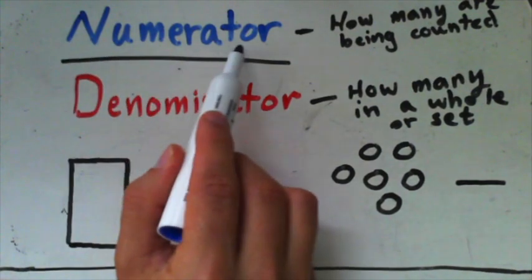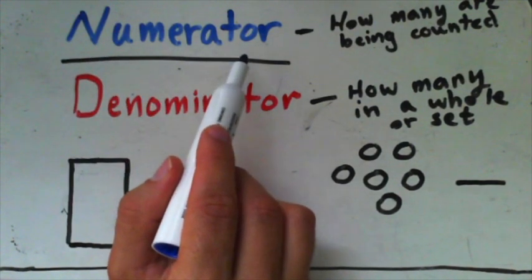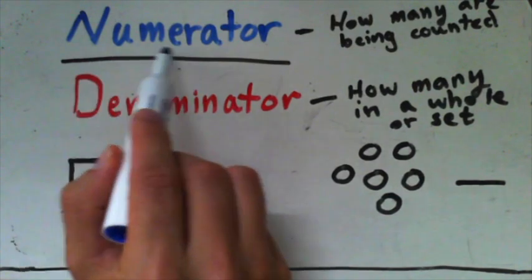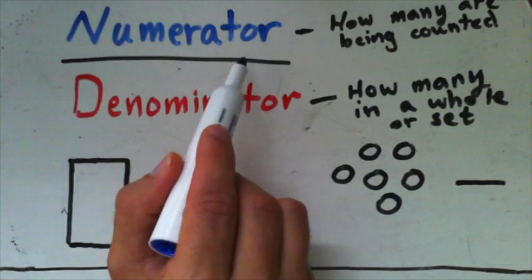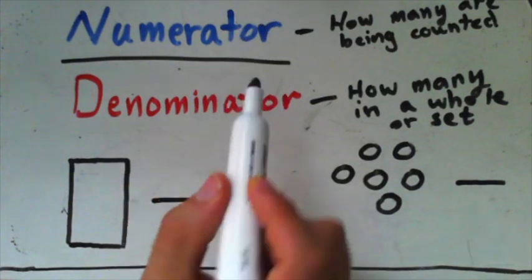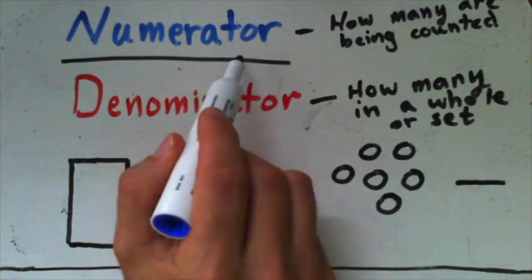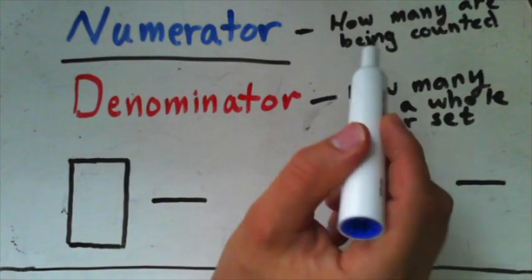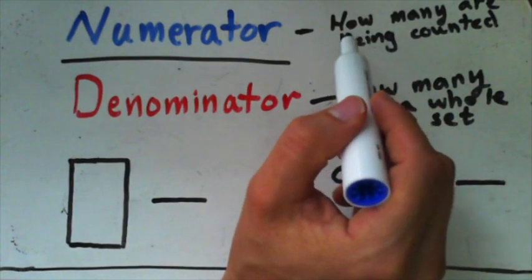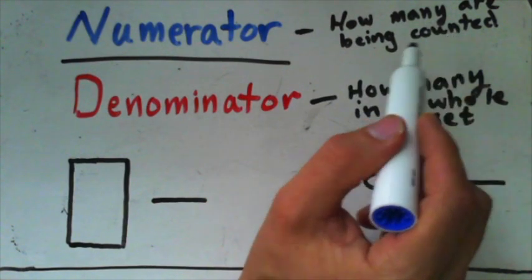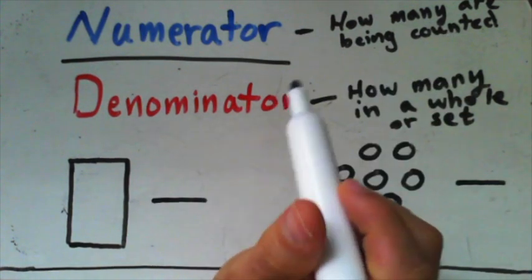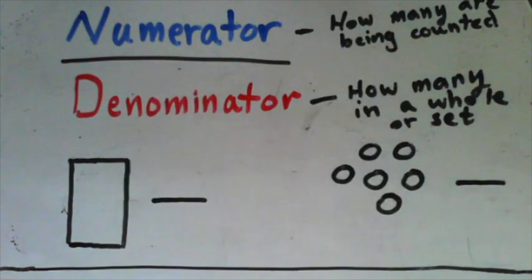And so numerator is always what we call the top number. So say it with me, numerator. You want to say that a couple of times, numerator. I do want you to know how to say that word, and I want you to use that language. So the numerator is your top number, and what it means is when we're looking at a fraction, it's how many are being counted. So we'll take a look at that down below. We'll make a better example of it.